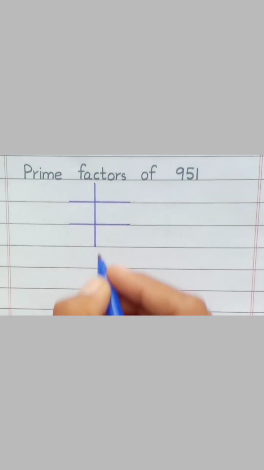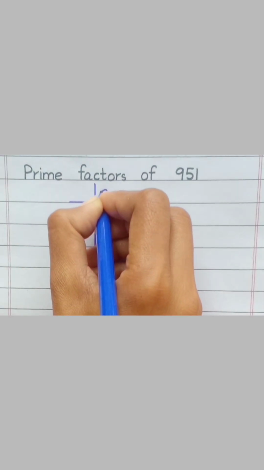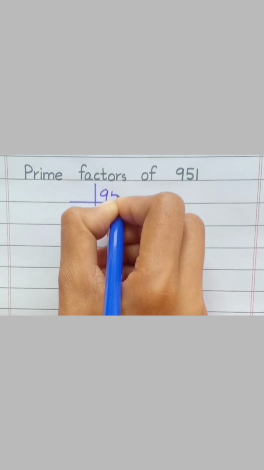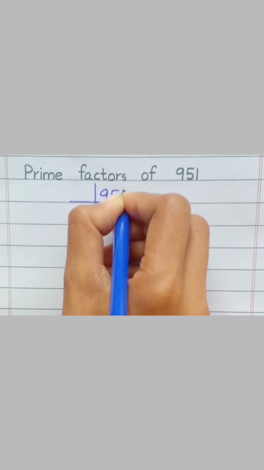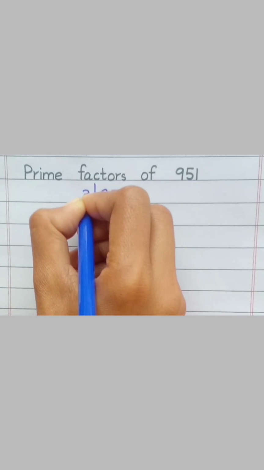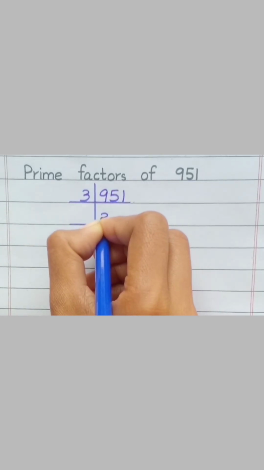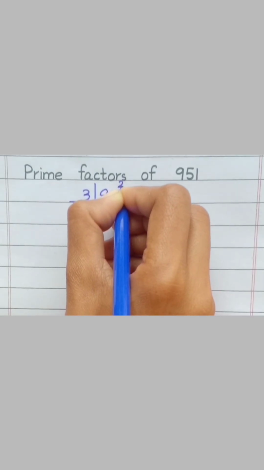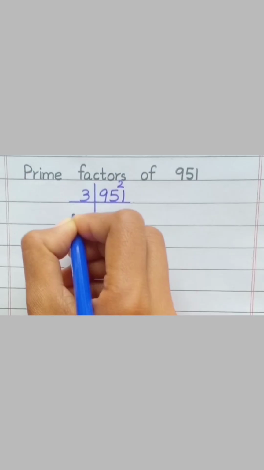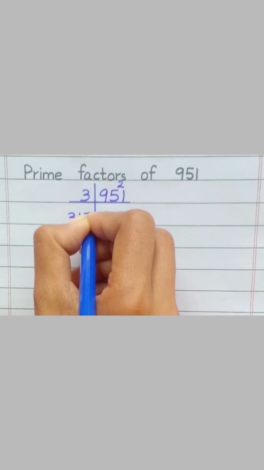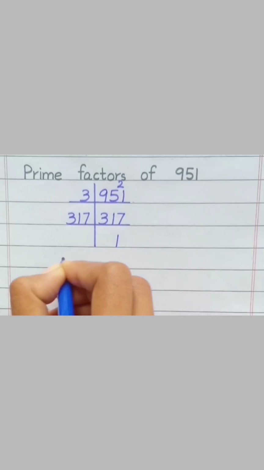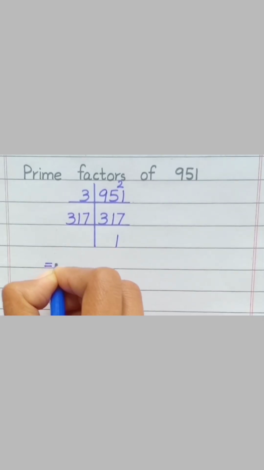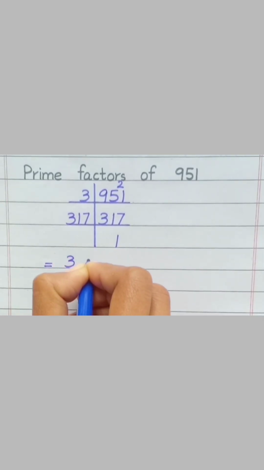Prime factors of 951. 3 3s are 9. 3 1s are 3. 3 7s are 21. 317 ones are 317. Equal 3 multiply 317.